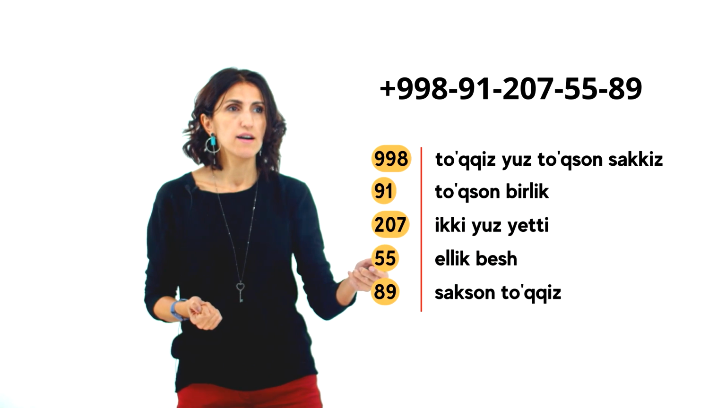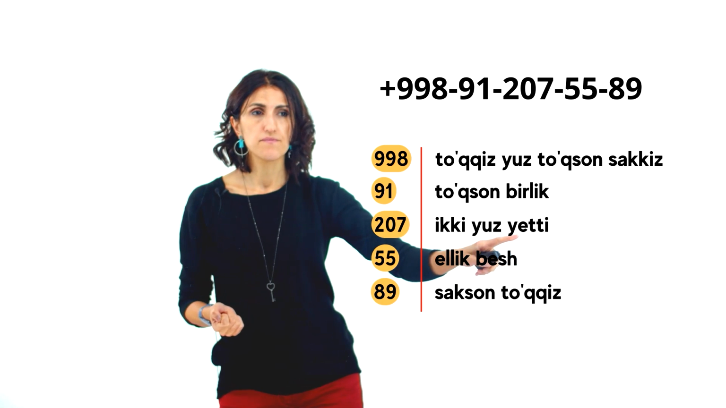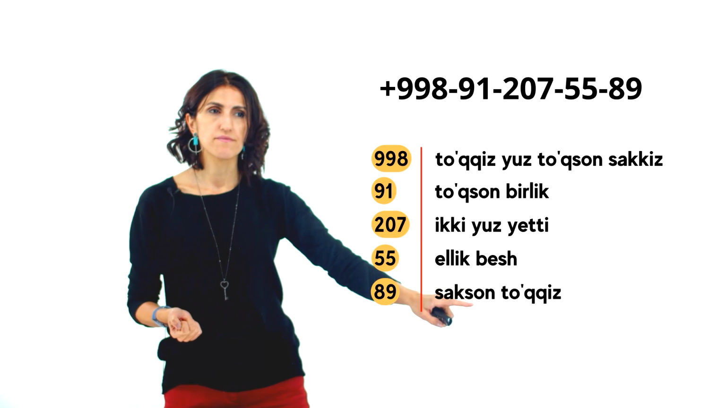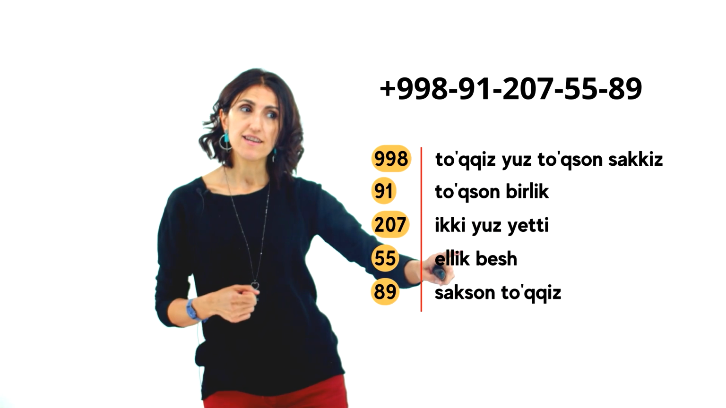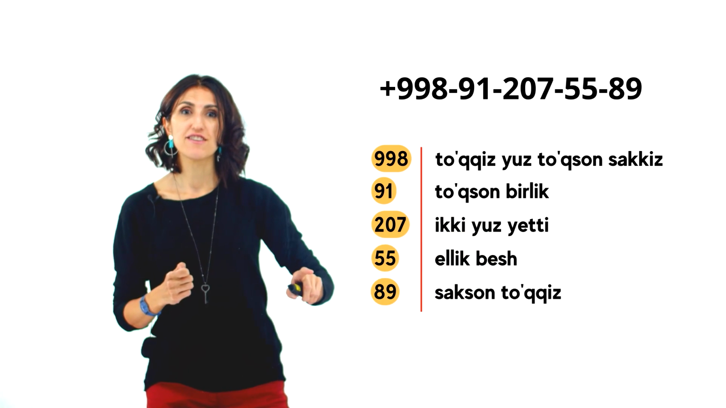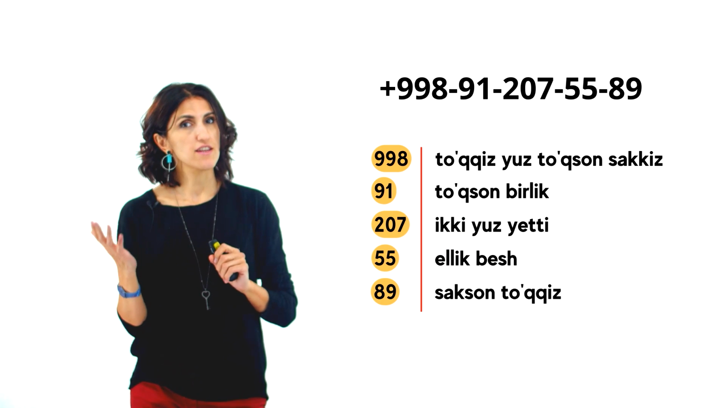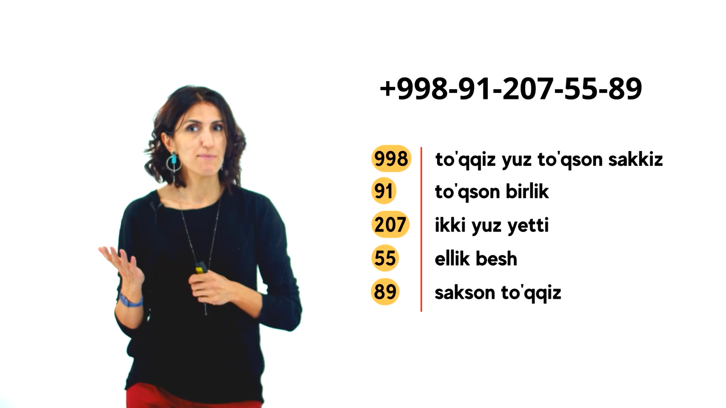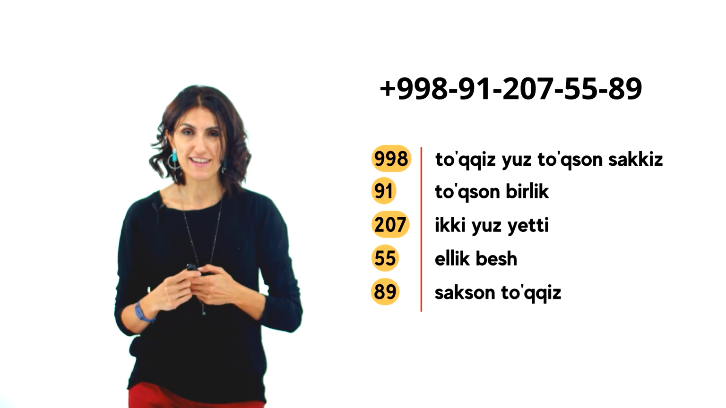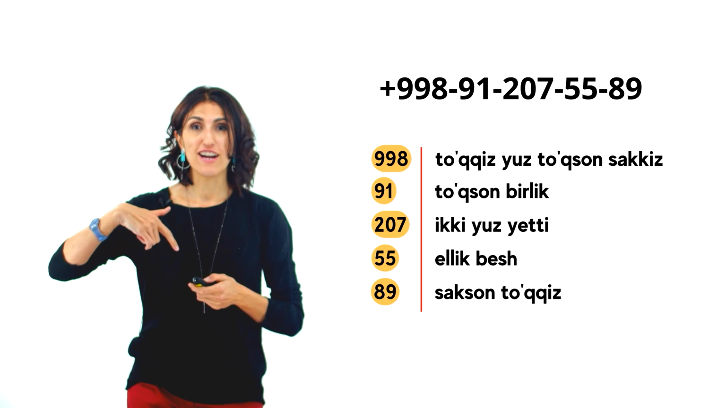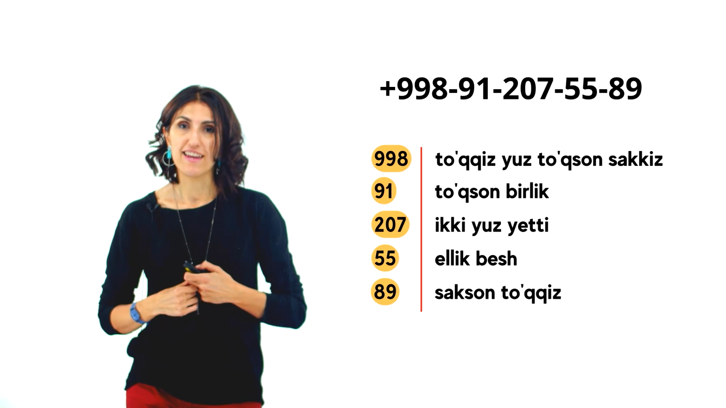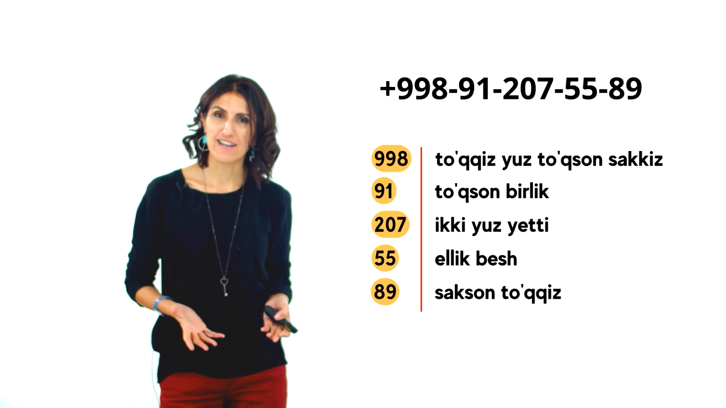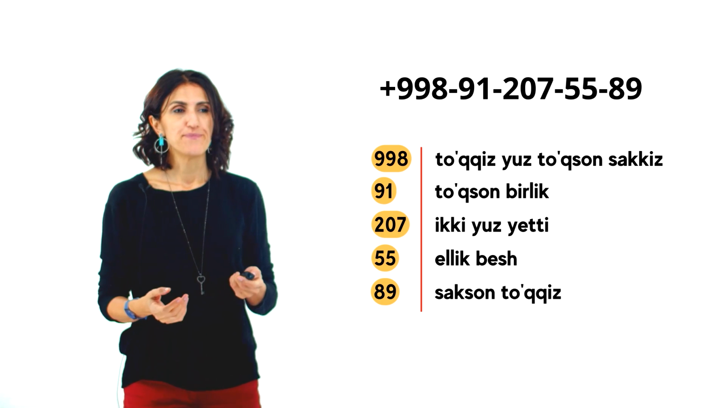Then 207, 55, 89. 91lik 207, 55, 89. What's your number? Do you know your number in Uzbek? Can you say it? You could write it here in the comments below, and you can omit one digit, or create one. It doesn't have to be real.